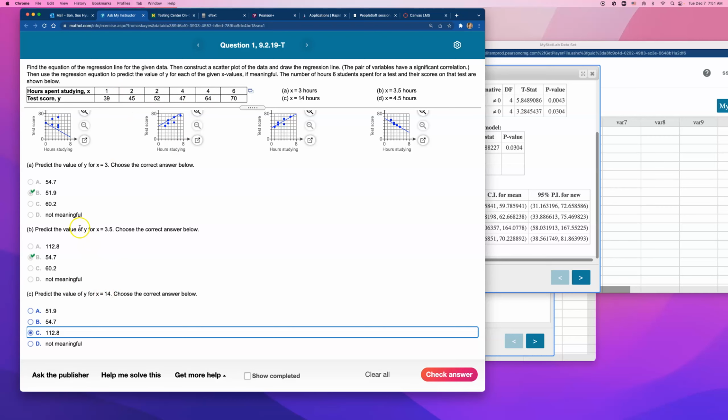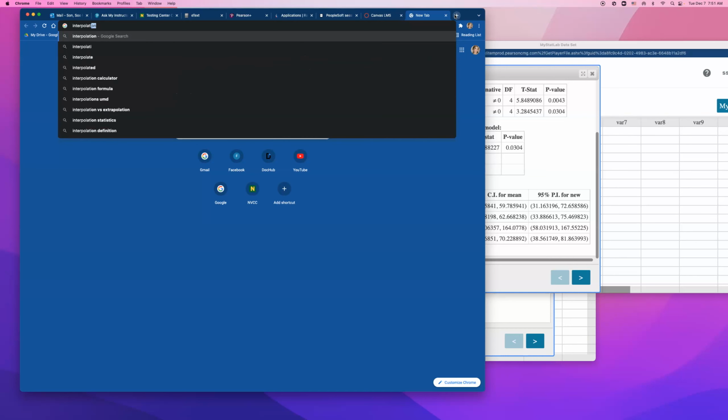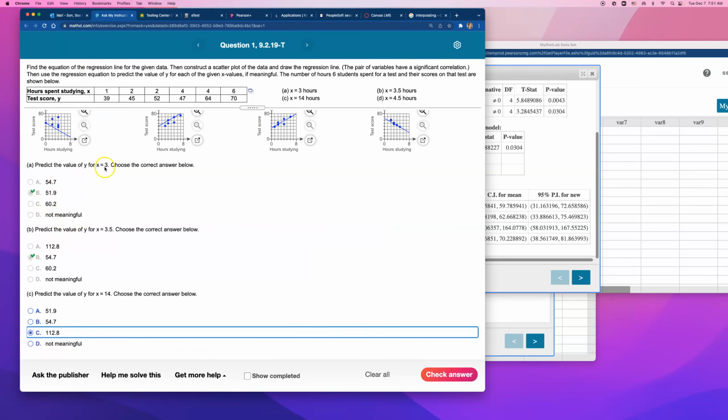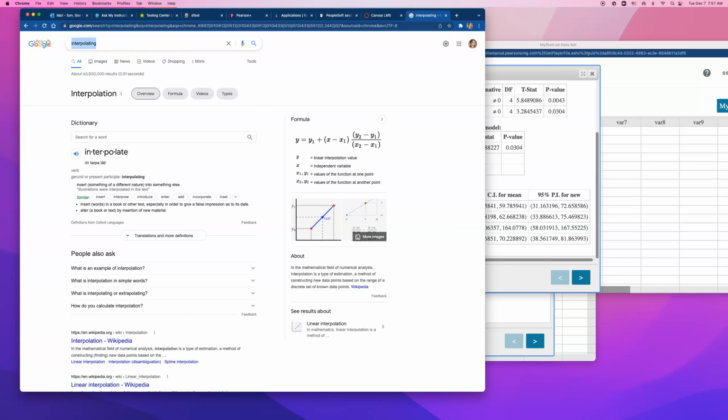We were interpolating. Now I'm getting my word mixed up. Interpolating. Yeah, we were interpolating when we did the first 2 answers, okay? If x equals 3 and x equals 3.5 were reasonable. They were within these values, right? Like from in between 1 and 6. But x equals 14 is way out there, okay? Like nobody studied more than 6 hours, right? So it's when we do that, when we use an x value that's way too big to predict outside this given x values, we are doing something called extrapolating, and that's not safe.